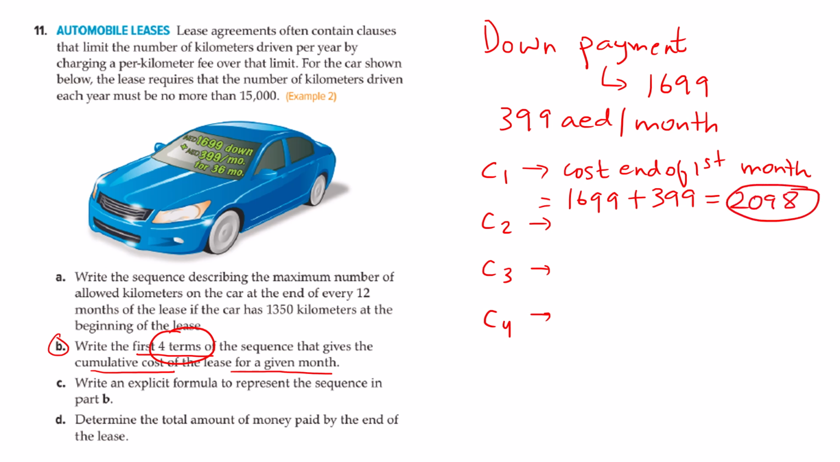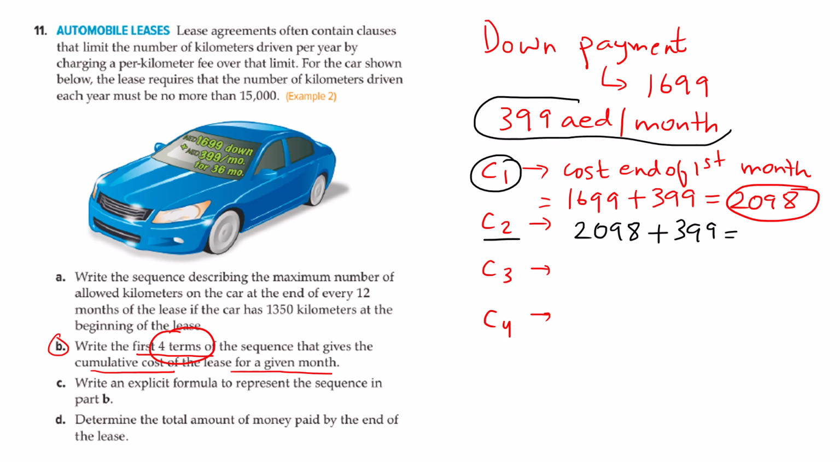This is the value. Then for C2, for the end of the second month, this was the down payment, and you add to this 2 months, which means 2 times 399. Either you can do this, or I would suggest a better method. Let's use recursive sequence because that is easier. So for C2 I will use C1, means I will take 2098, this is the cost at the end of the month, and then 399, just add, because you are again using it for another month. Every month you need to pay 399.